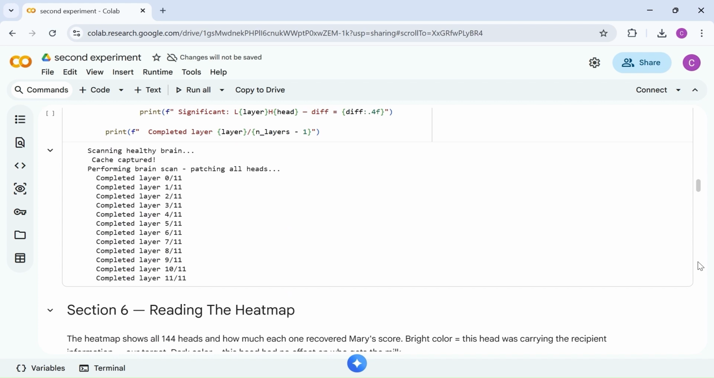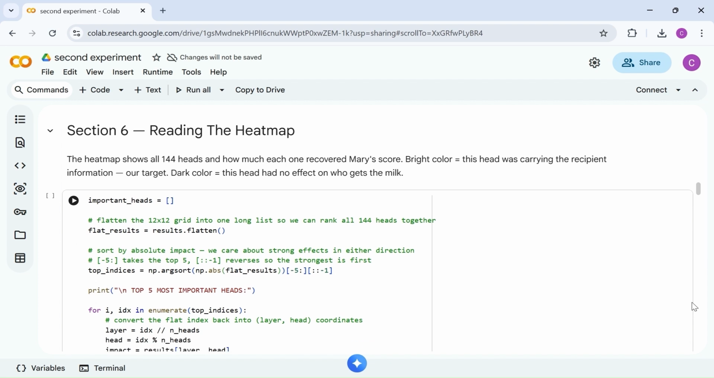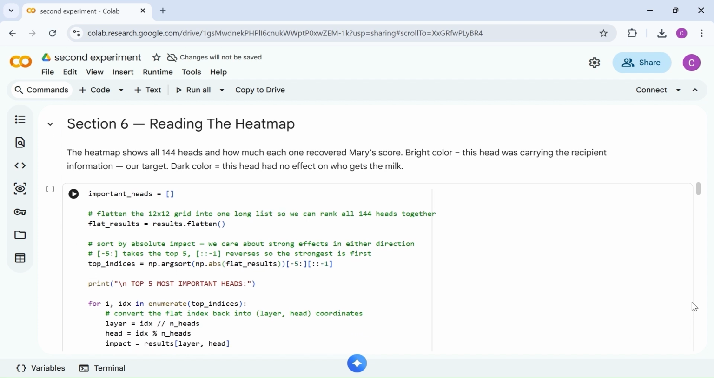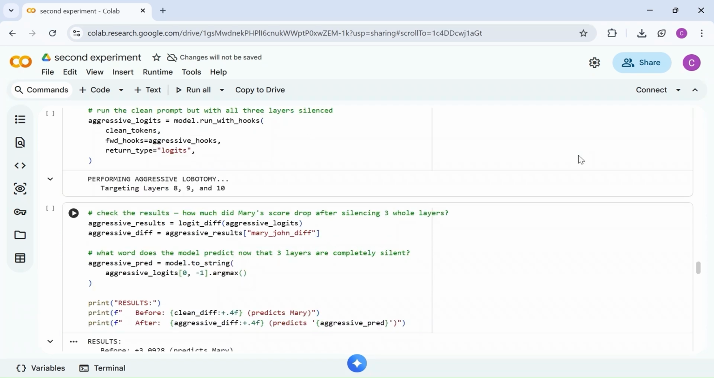Next, we run the same corrupted sentence again, and we are going to perform an experiment. We're going to take one attention head at a time and temporarily replace its corrupted activation with the clean activation from the original run. Just one head at a time. If Mary's score increases again, that means this head was carrying important information, meaning that this head was contributing to that decision and was carrying the information that was responsible for this decision. We're going to repeat this process for all 144 attention heads, layer by layer and head by head.